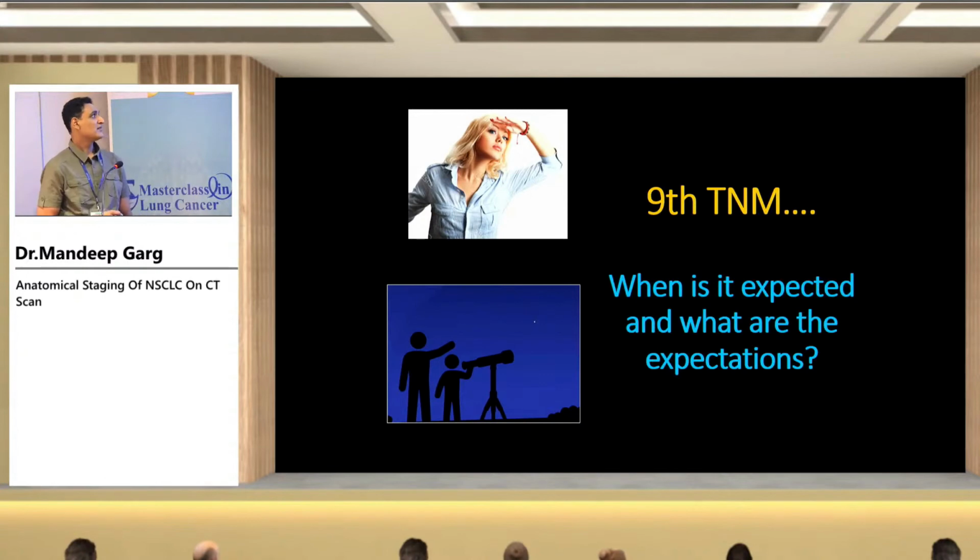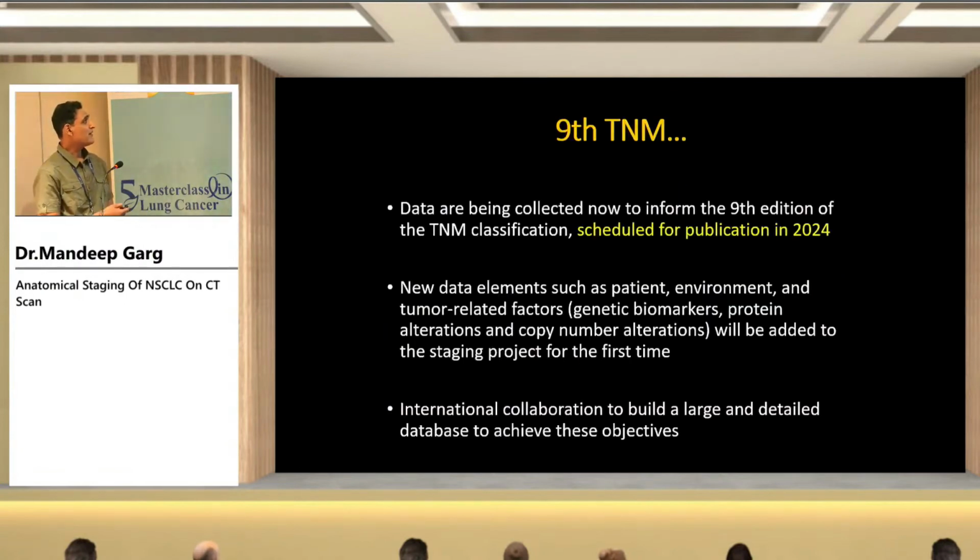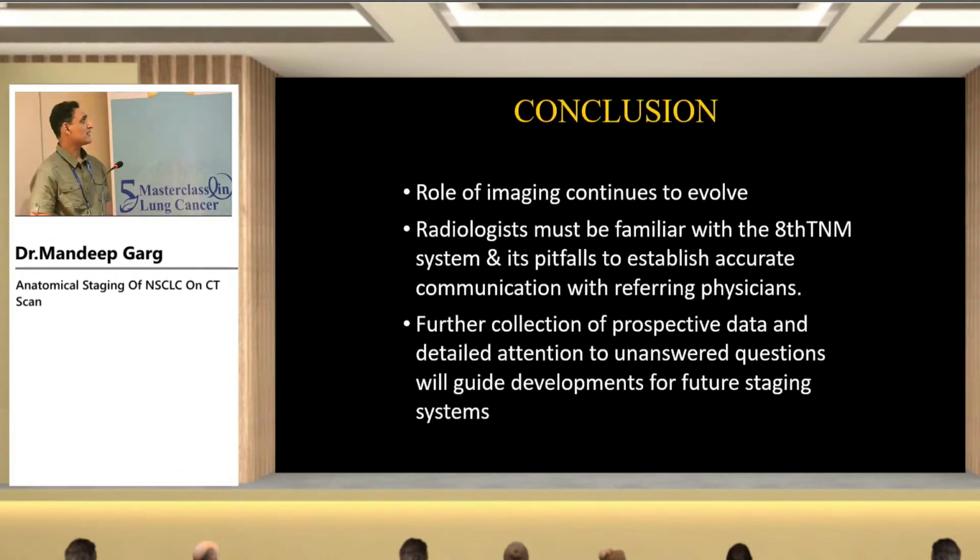So what is the way forward? Way forward is the 9th TNM. Let's see when it is expected and what are the expectations in the 9th TNM. Data is already being collected to inform the 9th edition. In fact, most of the institutes have already provided their data, and this 9th TNM is scheduled to be published in 2024. Many new data elements such as patient-based, environmental-based, and tumor-related factors like genetic biomarkers, protein alterations, and copy number alterations have been added to stage the tumors for the first time. And many international collaborations are done to build a large and detailed database to achieve such objectives.